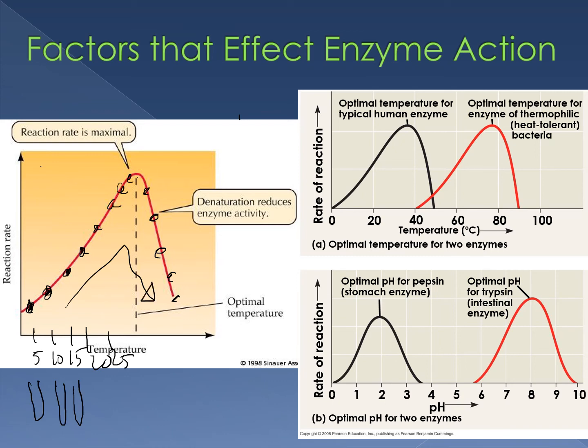Over on the right side, we have how the rate of reaction, again, speed of the reaction, is affected by temperature for two different enzymes. This one is a typical human enzyme right here, and 37 degrees is body temperature. And what do you know? Body temperature appears to be the optimum temperature for most typical human enzymes.